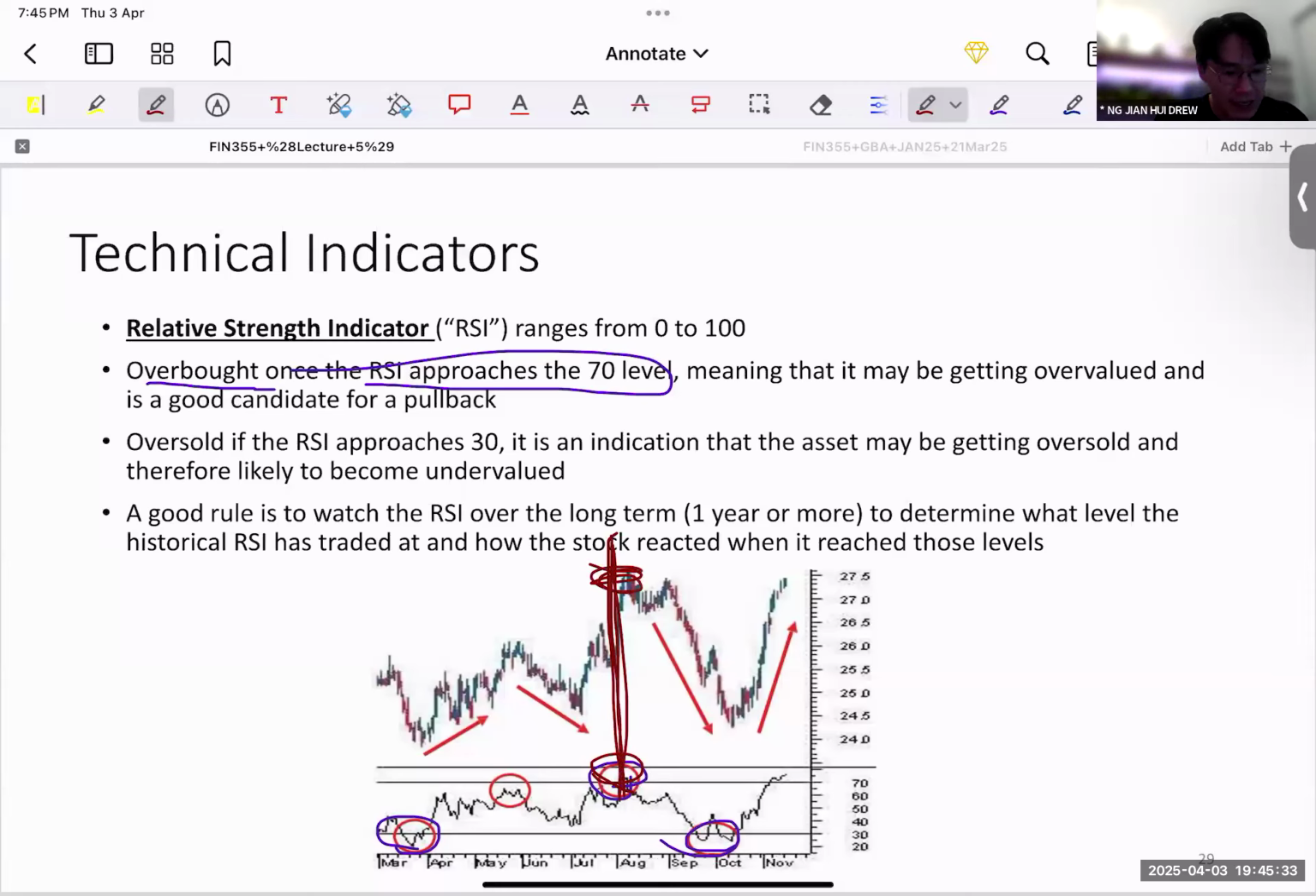So this is the actual stock price. Can you see, using the RSI, you can determine when it's time to sell because the price is going deep here. And using RSI, you can determine when is the time to buy.